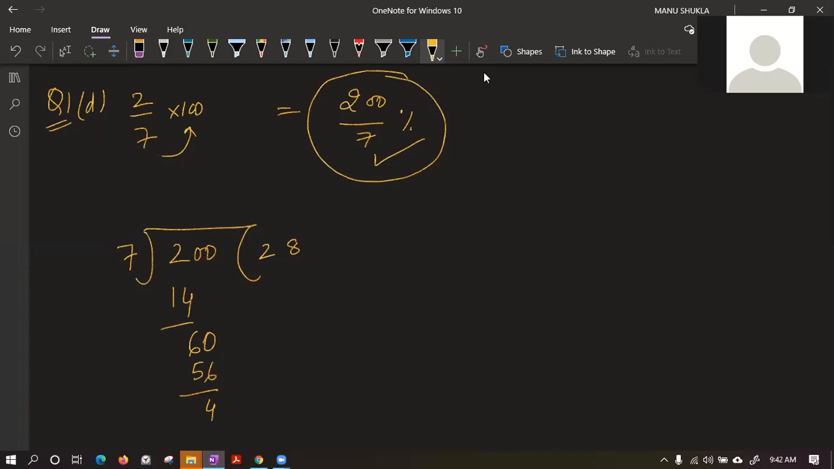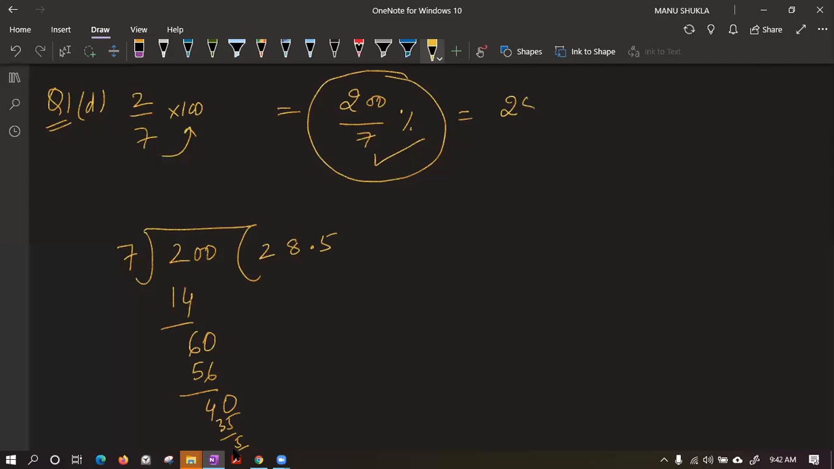Okay. So 28 is there. Now 4 is there. We put a decimal over here. It becomes 40. 7 5s are 35. It is okay to find till one decimal only. No need to go further. We can say it is equivalent to 28.5%. That's it. I think, Alan, now it is clear to you.